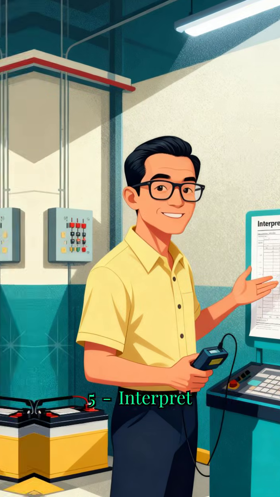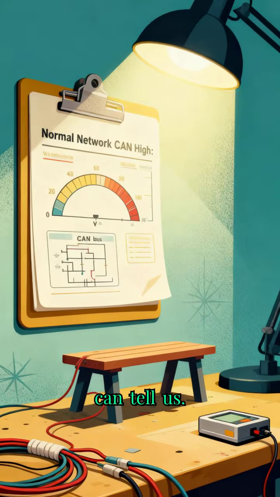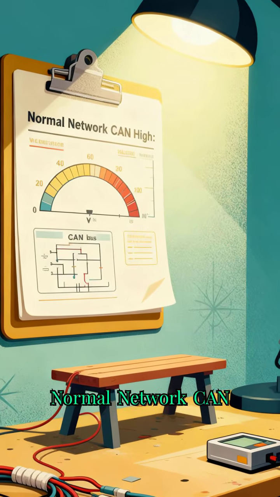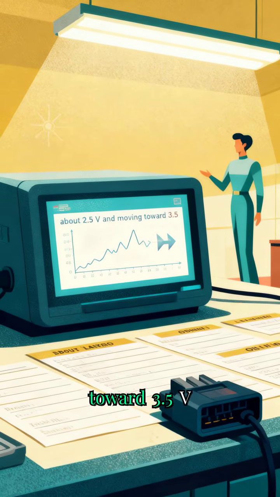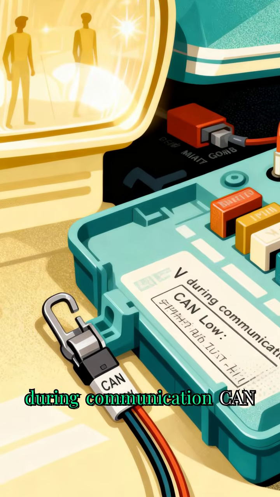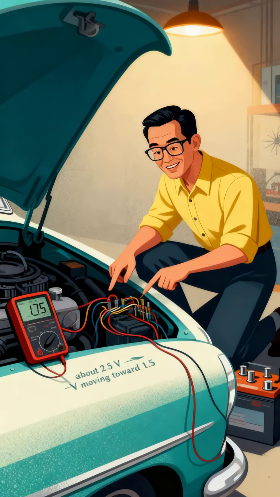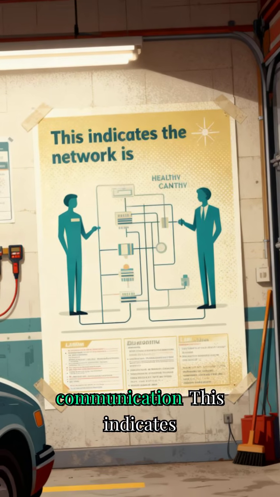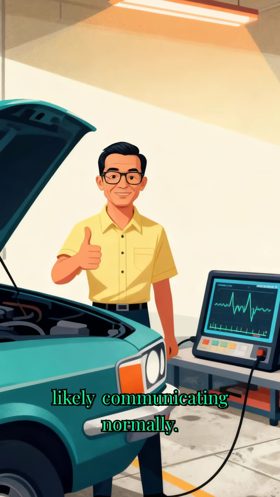Step 5. Interpret the readings. Now let's learn what these voltage readings can tell us. Normal network: CAN high about 2.5 volts and moving toward 3.5 volts during communication. CAN low about 2.5 volts moving toward 1.5 volts during communication. This indicates the network is likely communicating normally.